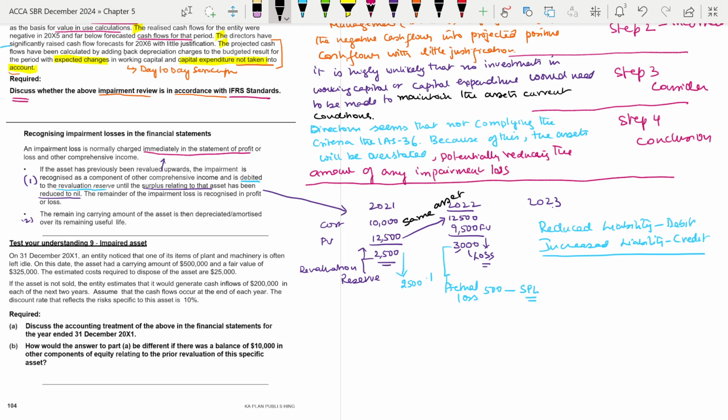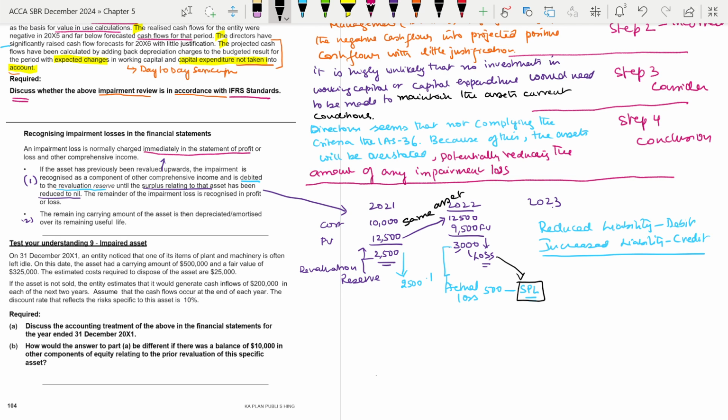Revaluation reserve. First you have to identify whether there is any revaluation reserve. Fine, the reserve is 2,500. First we nullify that reserve, and anything over and above that we show in the statement of profit and loss. Now you will ask me, what if you don't have a revaluation reserve? Then straight away we show it in the profit and loss account.